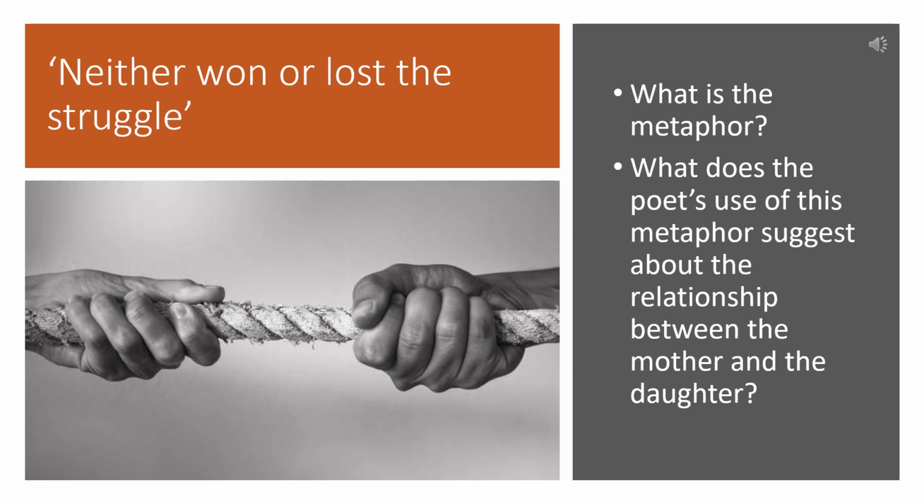So the first metaphor that I want you to look at is the first one in the second stanza. Neither won nor lost the struggle. In this case, neither refers to the mother and the daughter. So I want to ask you, what is the metaphor? And what does the poet's use of that metaphor suggest about the relationship between the mother and the daughter in this case? So in that short phrase, what is the metaphor? What is the one thing that is standing in for something else? What could you take out and replace with another word?